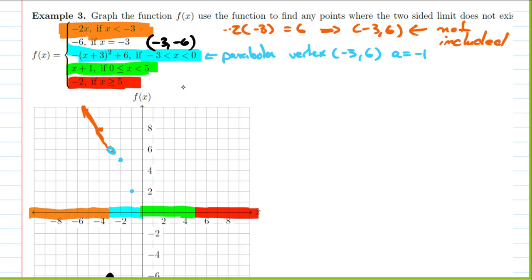If we put in 0, we're going to get down to -3. And at 0, sorry, I put a filled in dot, but we're not equal to, so we get an open circle.